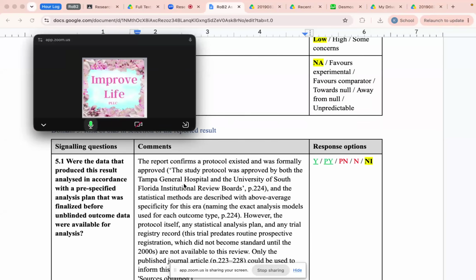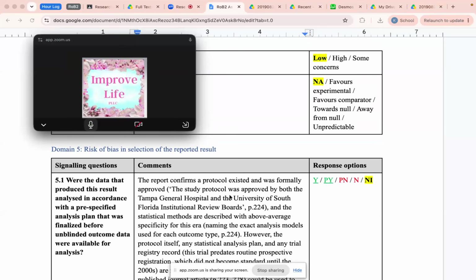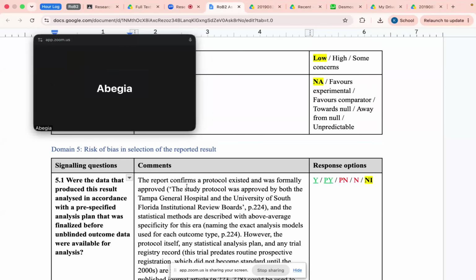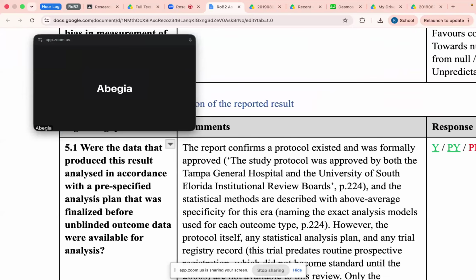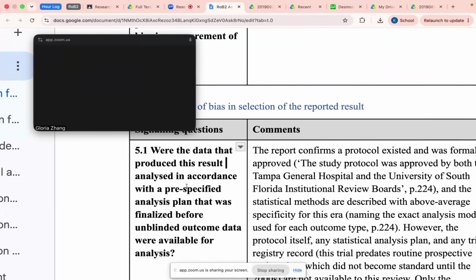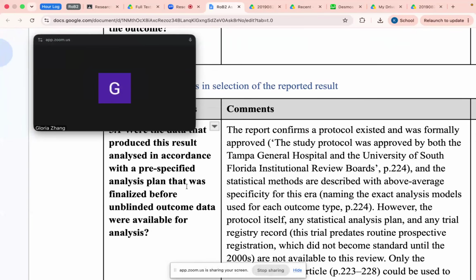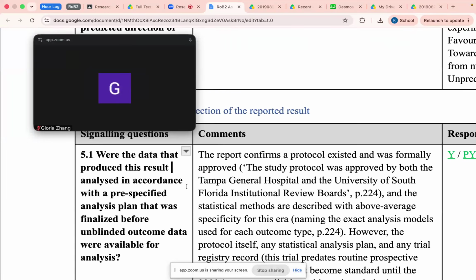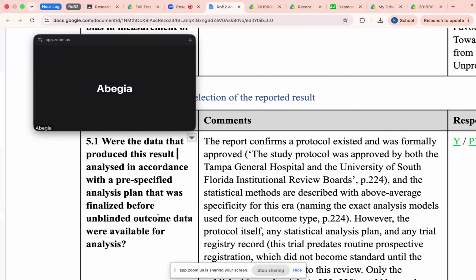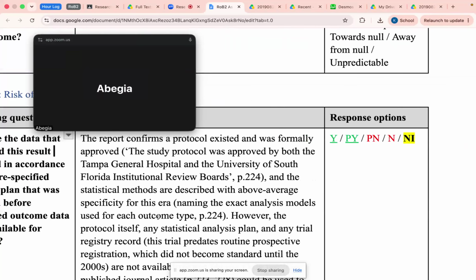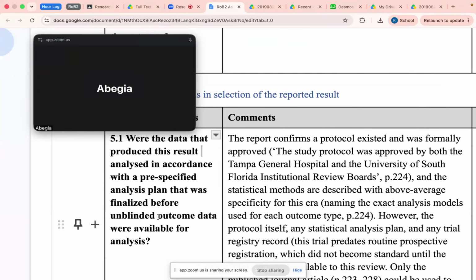Okay, can everyone see my screen? Yes, we can. We left off on domain 5, correct? Yeah. All right. So what did we put for 5.1? I said NI because the protocol was not available. Okay, I also said NI.